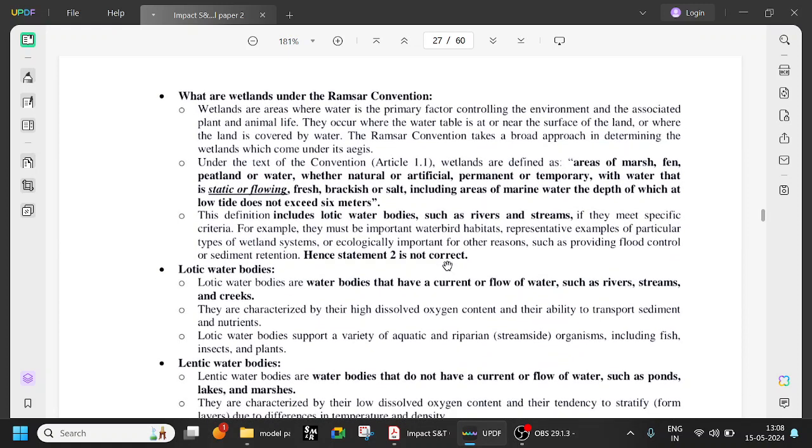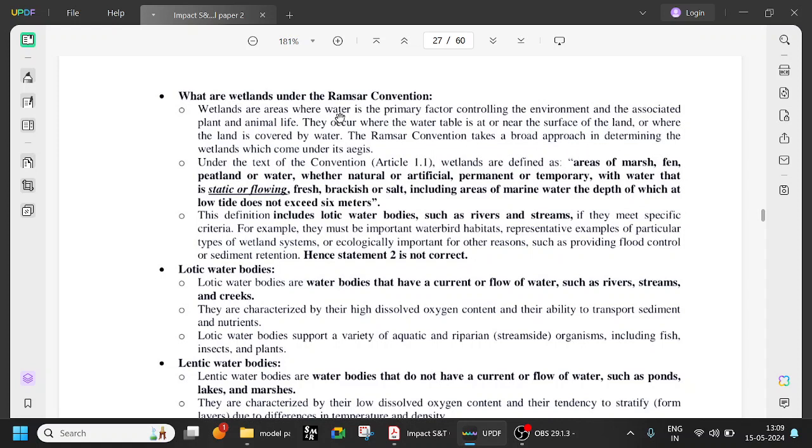So what are wetlands under the Ramsar Convention? Wetlands are areas where water is the primary factor controlling the environment. That means there is land here and there, but mostly water will be there, and associated plant and animal life. A lot of plants and animals will be there in that particular region. They occur where the water table is at or near the surface of the land. So there is land and water, again land, water, full of land and water, that is called wetland. And where the land is covered by water.